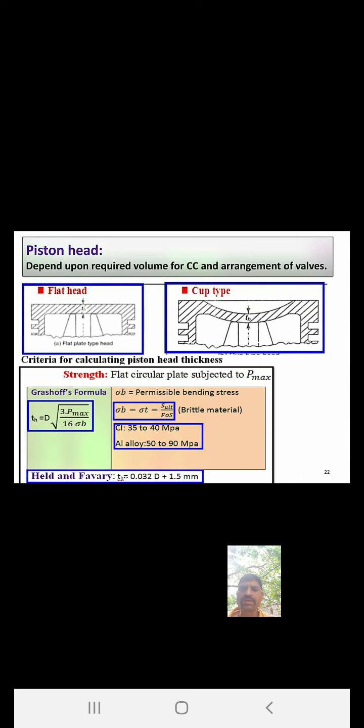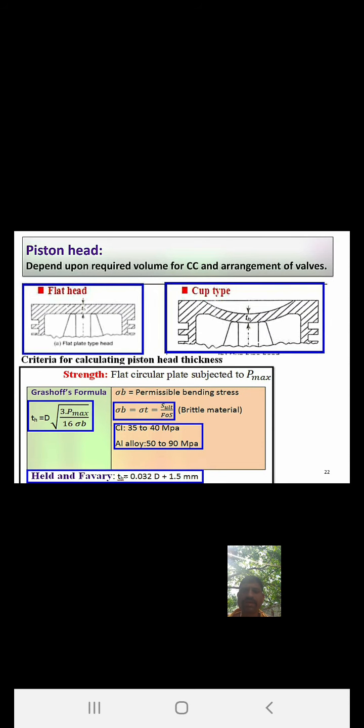Okay, the thickness of the piston head can be calculated by considering the piston head as a flat plate. There are two types, flat head or cup type. Flat plate of uniform thickness fixed at the edges, see in the figure, and subjected to the uniformly distributed load due to the gas pressure.